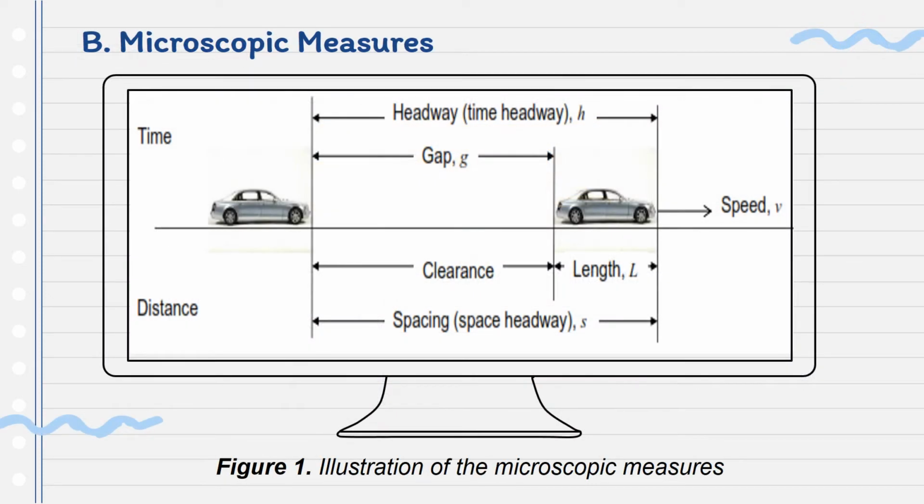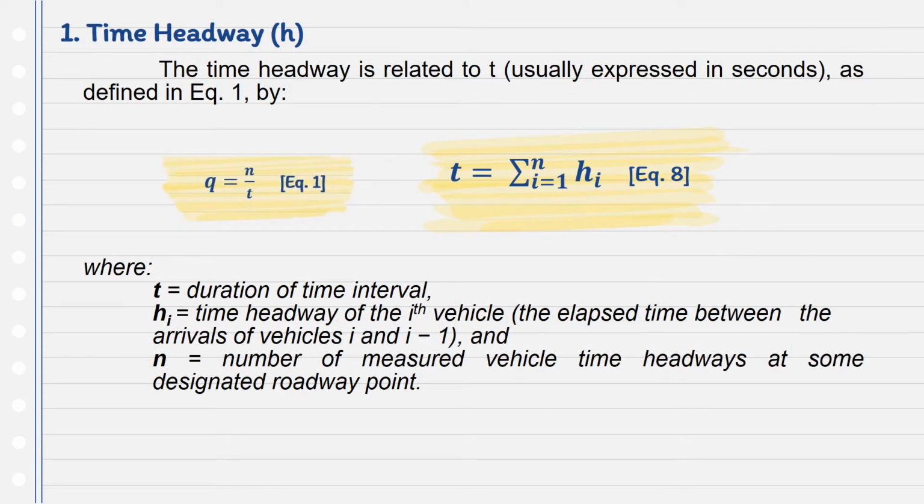The other category under the traffic stream parameters are referred to as microscopic measures. These measures or parameters describe the characteristics of particular pairs of vehicles in a traffic flow. The figure shown illustrates the types of microscopic measures, namely the headway or time headway, gap, clearance, and spacing or space headway. Time headway is the difference between the time that the front of a vehicle arrives at a point on the highway and the time that the front of the next vehicle arrives at the same point.